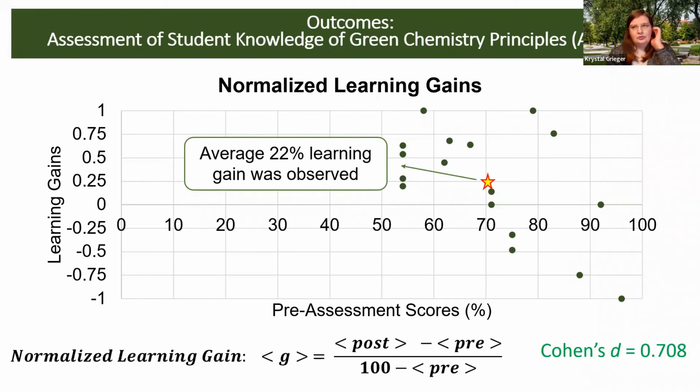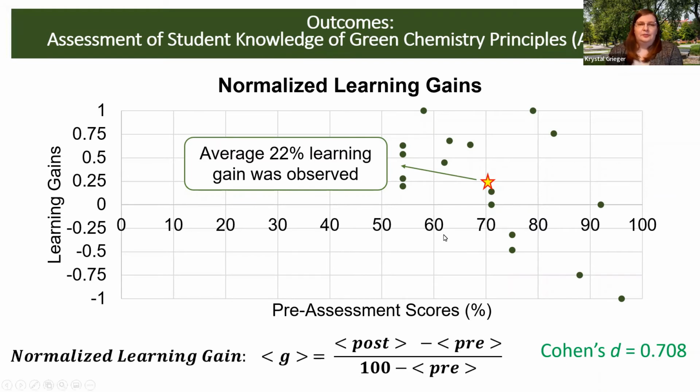And so we gave students an instrument that we developed that we call the AskGCP. It's assessment of student knowledge of green chemistry principles. And so we calculated their normalized learning gains. And so what a normalized learning gain is, it allows you to measure how much the student scores increased. And so you take the score on the post-test minus that of the pre-test and divide it by 100 minus pre. And so these are our learning gains over here on the left-hand side. And then across our x-axis, we have the score that they received on their pre-test.